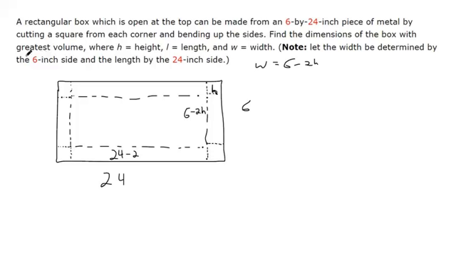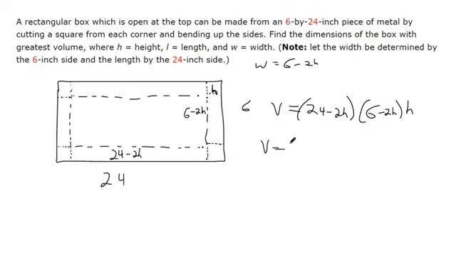But anyway, to maximize the volume, we first need to come up with a function for the volume. Volume is the length, which is 24 minus 2h, times the width, times the height. And the height is determined by h.